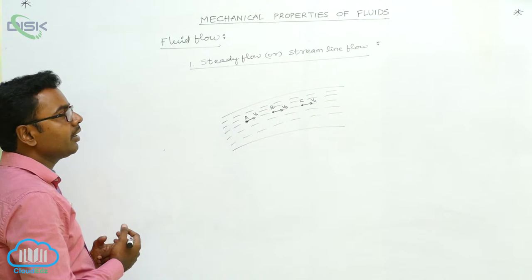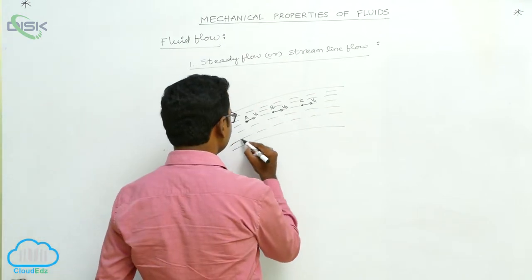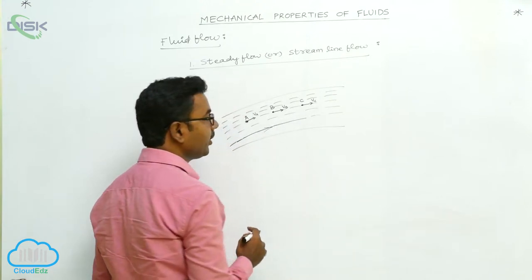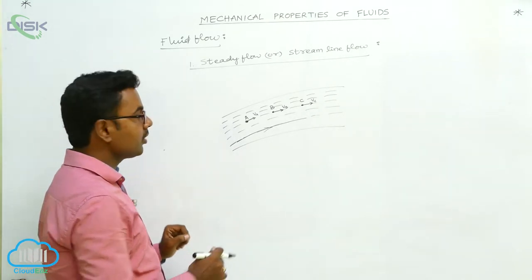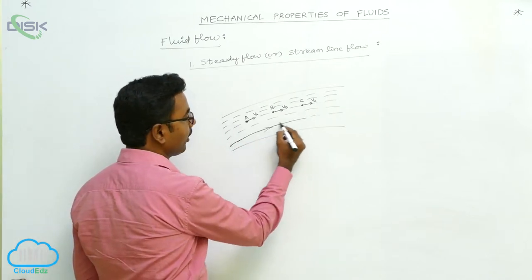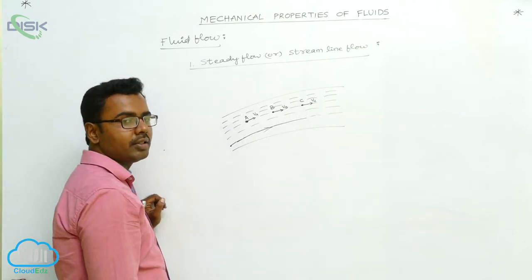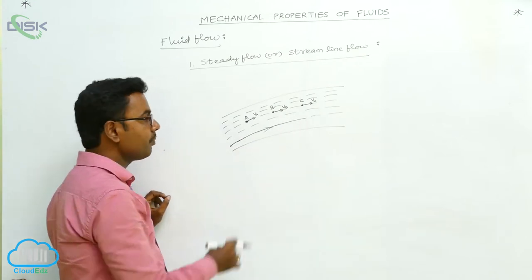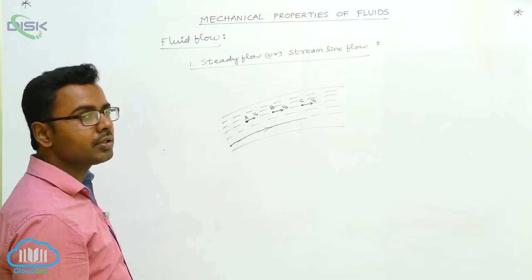Now we understand what is streamline. Streamline means it is an imaginary line along which a particle of fluid flows in a steady flow. Suppose this is steady flow. In the steady flow, a particle of fluid is flowing along this line. Along this line, you draw an imaginary line. This is the streamline. Streamline is an imaginary line which flows along a path followed by the particle in a steady flow. There are few characteristics for streamline.